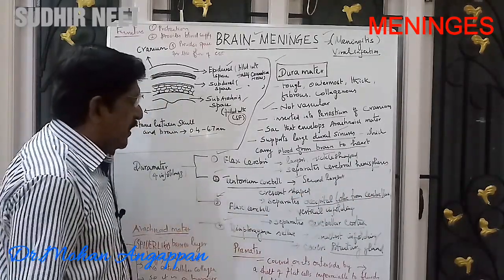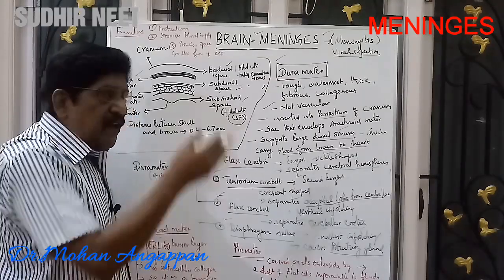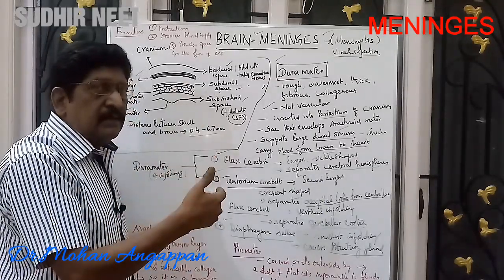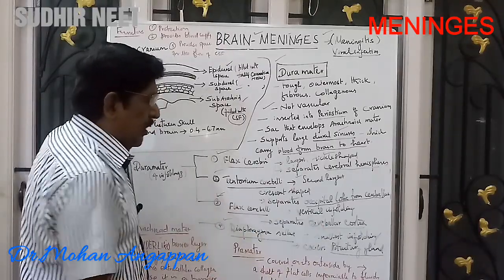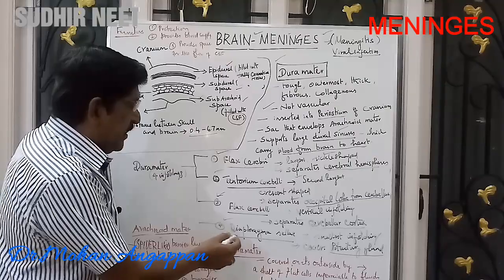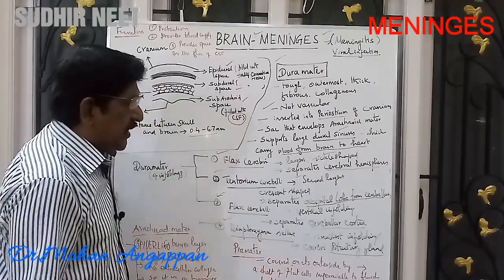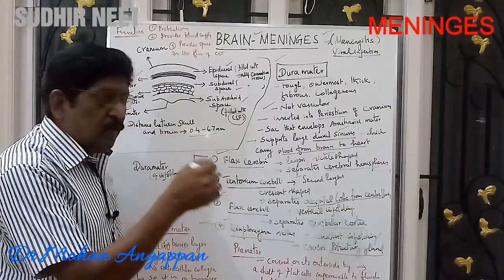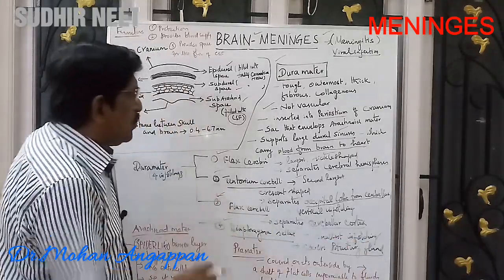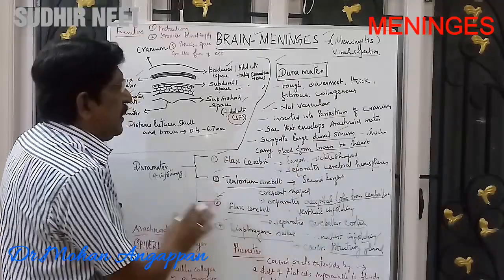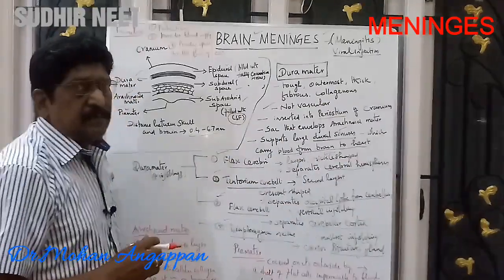Number 3, falx cerebelli, is the vertical infolding that separates the cerebellar cortex. Fourth one is the diaphragma sellae, the smallest, innermost infolding that covers the pituitary gland. So this is about the DURAMATER, tough mother.